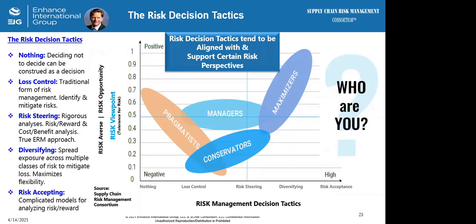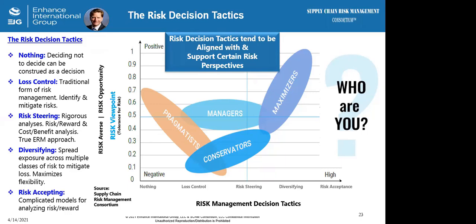And then as we move to diversifying, once that the steering has been achieved, we are now moving into the realm of the risk across multiple classes to mitigate. And you're really spreading the exposure across the various classes of risk to mitigate the loss. And here we're maximizing flexibility and minimizing exposure. So now we're using more of a shared risk tactic.